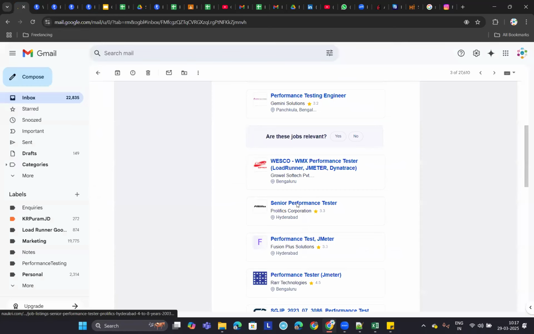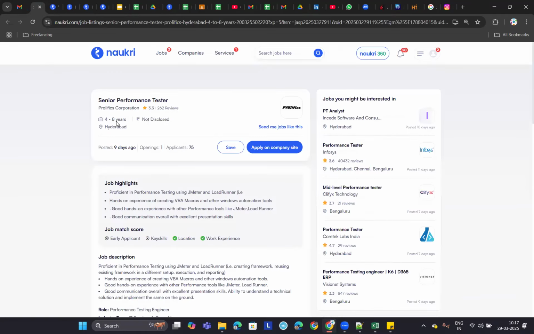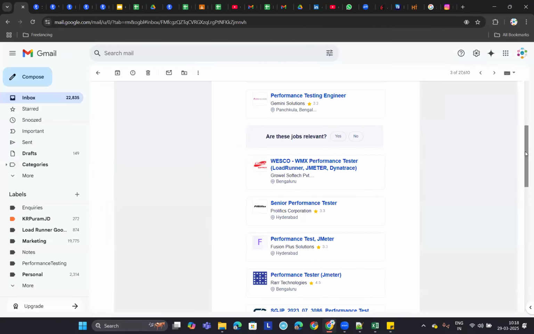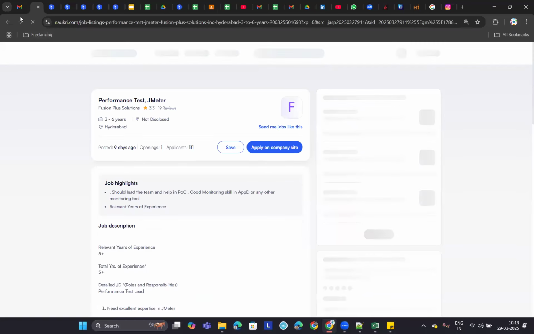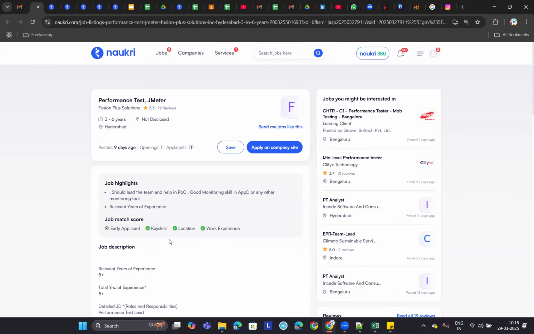Then senior performance tester, Prolifix Corporation. Again, even I am seeing openings in this organization from many weeks. For 4 to 8 years of experience, JMeter and LoadRunner. If you see all the JDs, most of the JDs will mention LoadRunner or JMeter, or they will expect both LoadRunner and JMeter, isn't it?